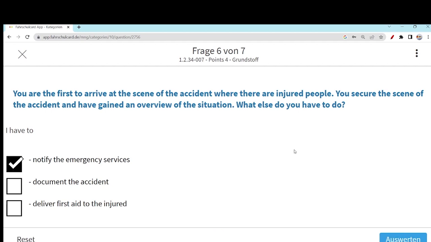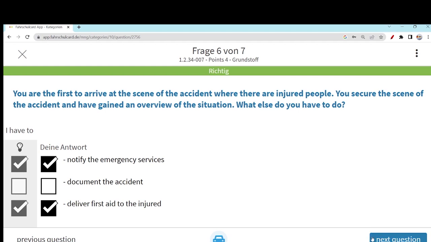Document the accident, no, because whenever you are involved in an accident personally, then you need some documentation. Maybe document the report and documentation of your car insurance, whatsoever. But as you arrive at the scene of an accident, you are not involved, so no documentation. You only need to notify the emergency services and deliver first aid to the injured. Documentation only when you are involved.